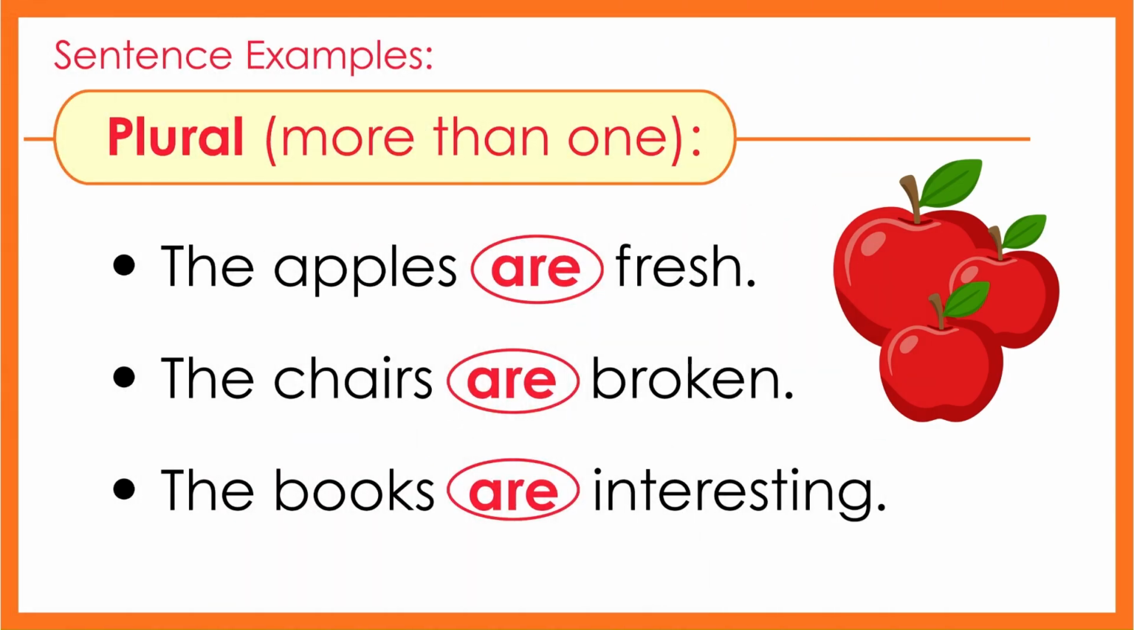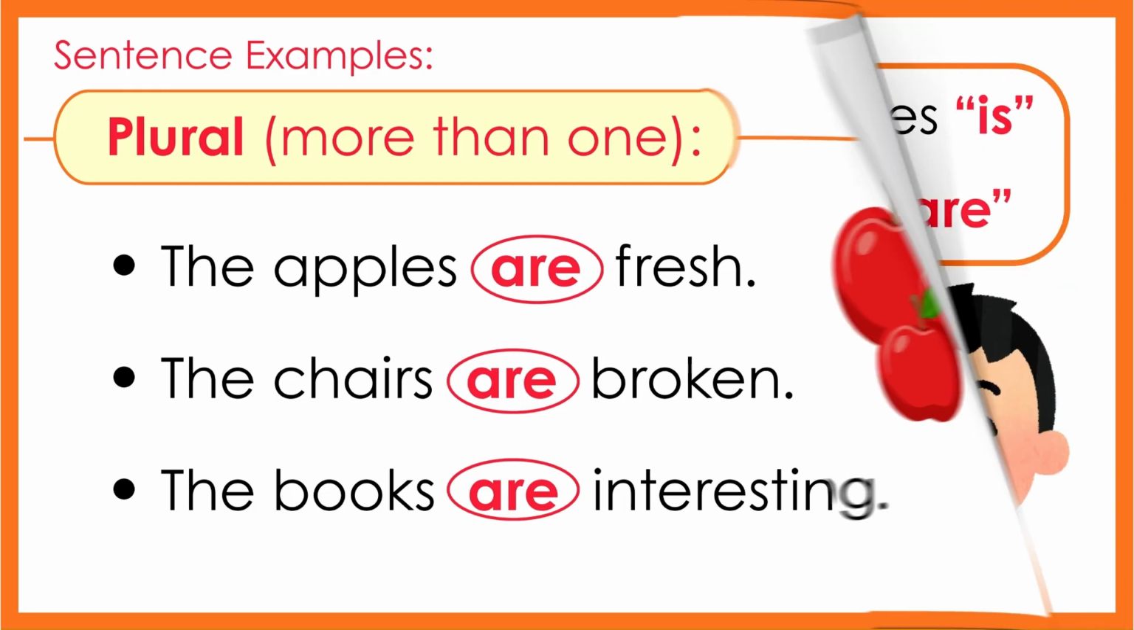A plural subject means more than one person, place, or thing, and it uses a plural verb. Let us look at some examples. The apples are fresh. The chairs are broken. The books are interesting. In these sentences, each subject refers to more than one, so we use the verb are. Remember, plural subjects use plural verbs.